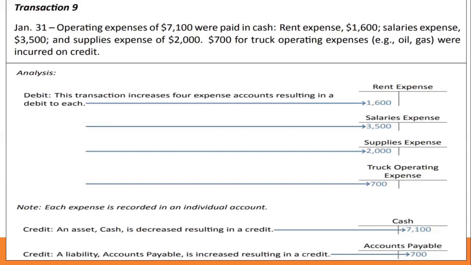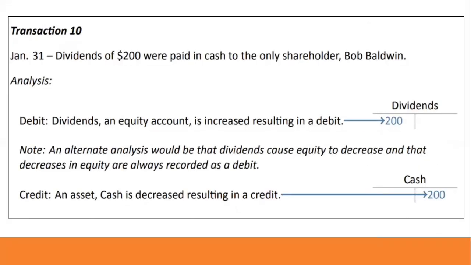And on the other hand, you also have accounts payable. Take note, accounts payable is a liability account. Since our liability is increased, it will be credited. So that is why $700 is being credited.